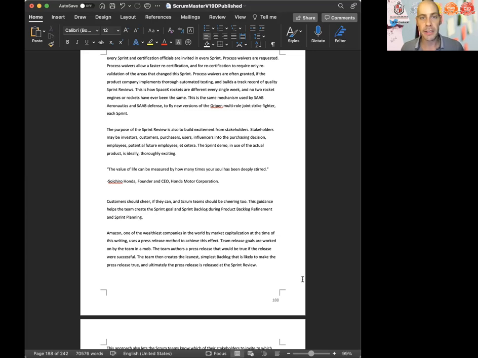This is how SpaceX rockets are different every single week, and no two rocket engines or rockets have ever been the same. This is the same mechanism used by Saab Aeronautics and Saab Defense to fly new versions of the Gripen multi-role fighter each sprint. The purpose of sprint review is also to build excitement from stakeholders. Stakeholders may be investors, customers, purchasers, influencers, users, influencers into purchasing decisions, employees, potential future employees, etc. The sprint demo in use of the actual product is ideally thoroughly exciting.